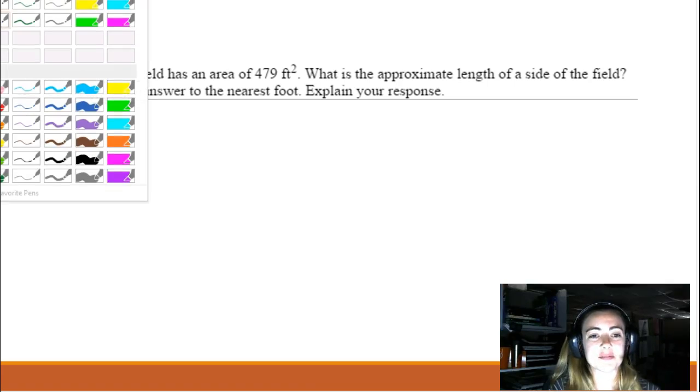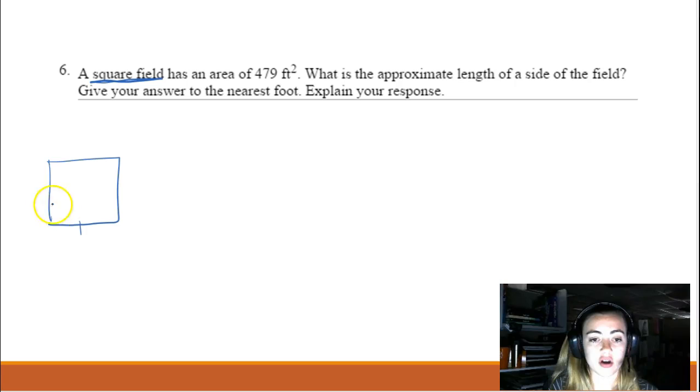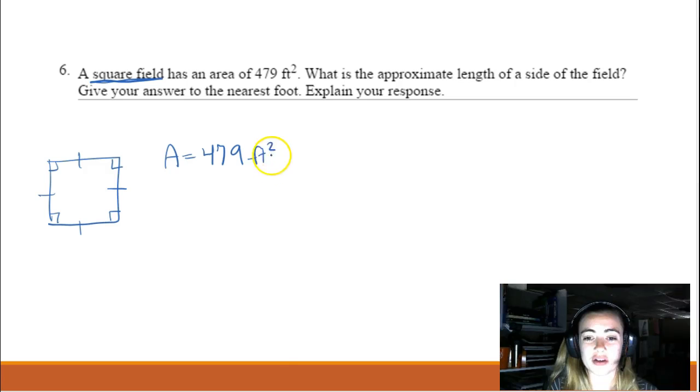Number 6, a square field has an area of 479 feet squared. What is the approximate length of a side of the field? Give your answer to the nearest foot and explain your response. So let's go through this. It says a square field. So we already know it looks like a perfect square. All sides are equal. There's 90 degrees here. It has an area of 479 feet squared.